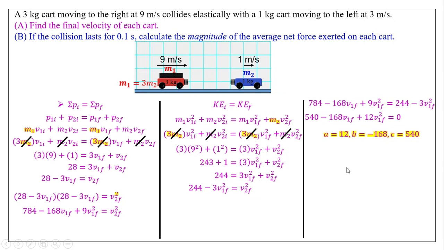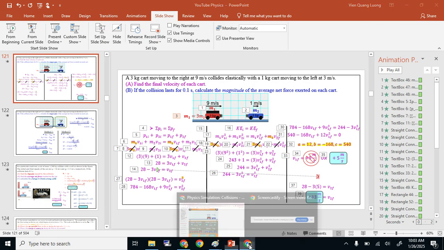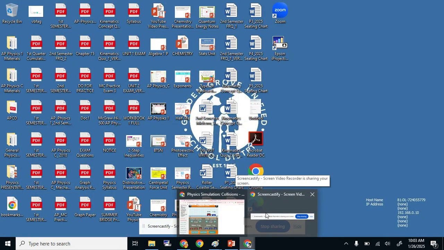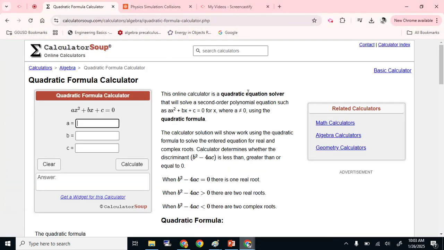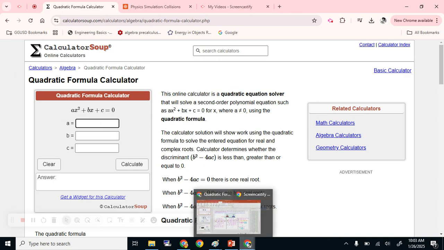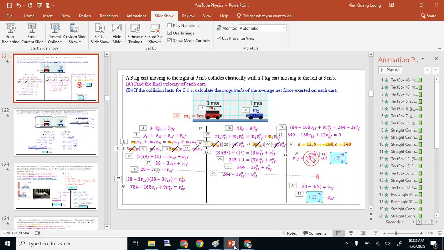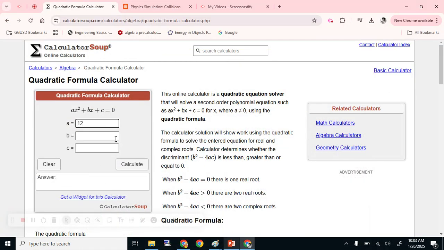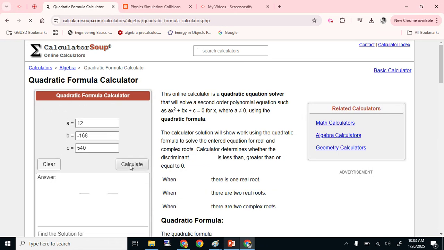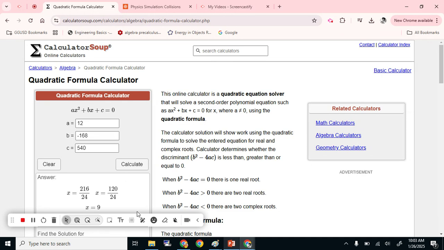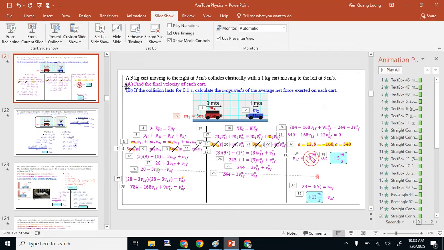And just to show you, if you have a calculator or a quadratic solver, you can do that. All right, so here's my quadratic. I think the first term, I actually don't remember. What was it? 12, negative 168, and 540. And I'm going to hit calculate. And then my answer here, as you can see, is 9 and 5. Okay, so I'm going to go back to my presentation here.